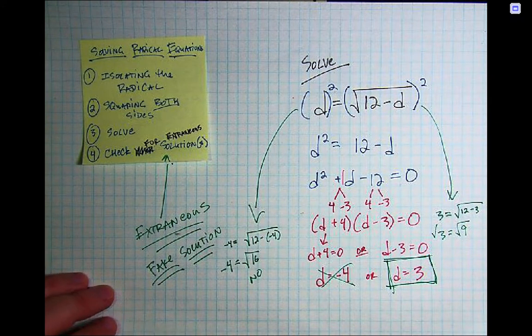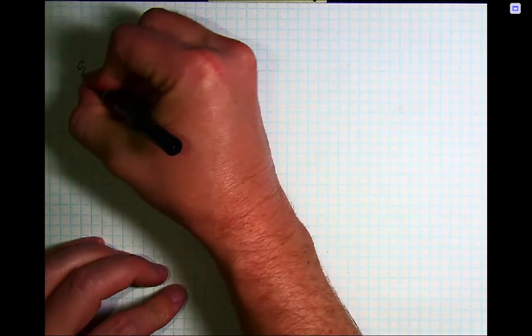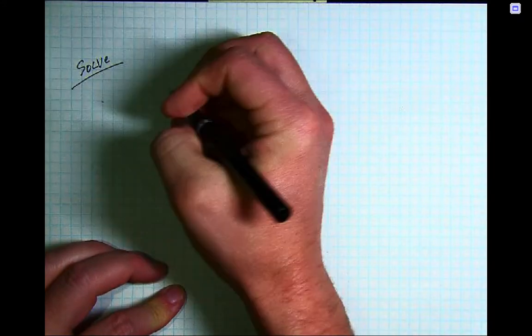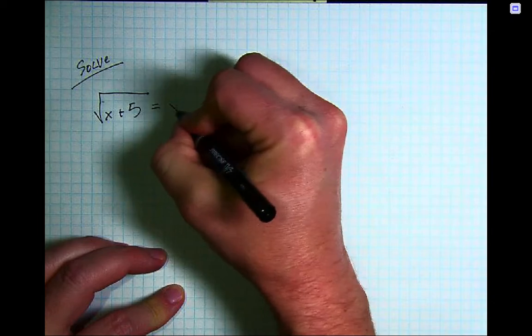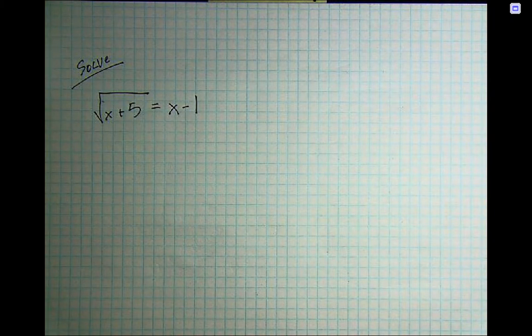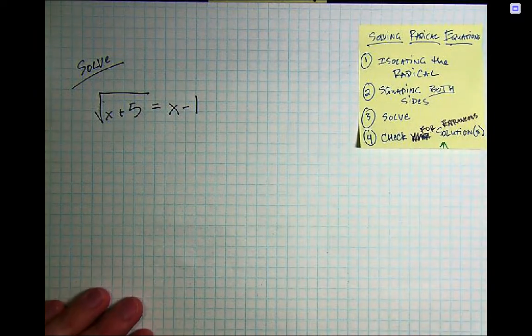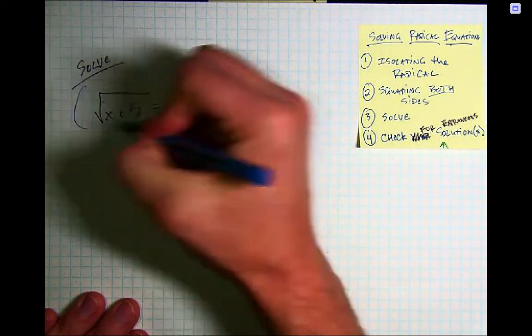Okay, so let's try one last problem. I'm going to try to solve this. The square root of x plus 5 equals x minus 1. Okay, step 1 was isolate the radical. It's already isolated. We're good to go. Step 2, square both sides.